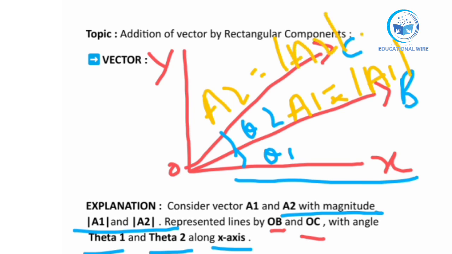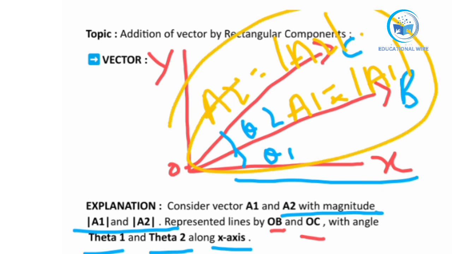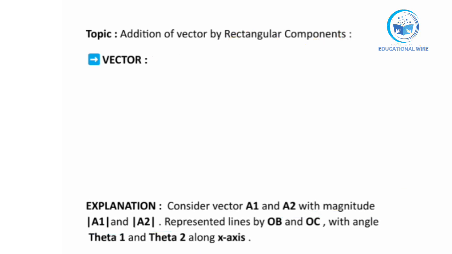Okay, so this is the addition of vector by rectangular component, that we add the two vectors over here and we will get the next vector, the resultant. So let's move to the steps over here.